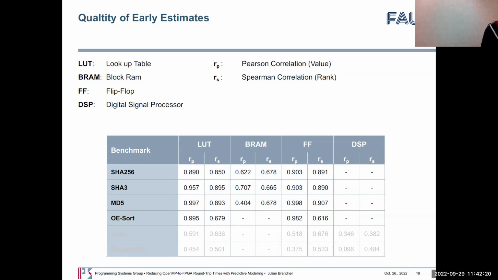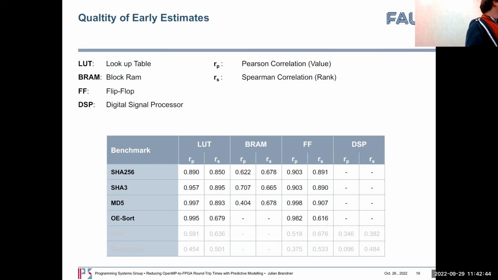And these numbers are the Pearson and the Spearman correlation. Pearson correlation is a correlation coefficient by value, and Spearman correlation is a correlation by rank. Meaning, is the predicted best actually the best, or is the predicted worst actually the best? So, for the first 4 benchmarks, the results are surprisingly good.